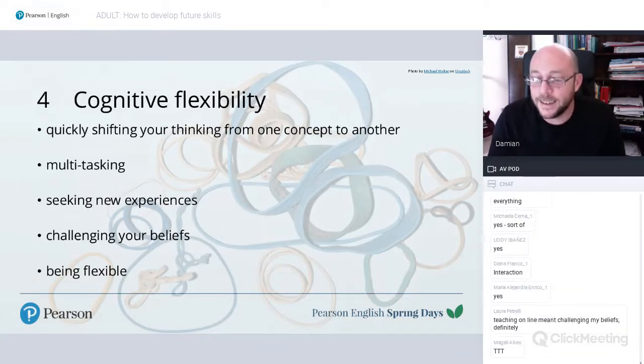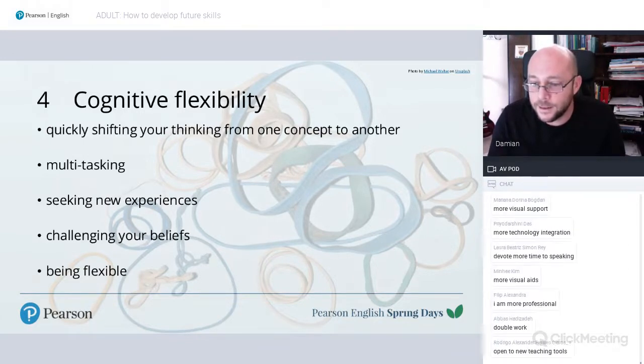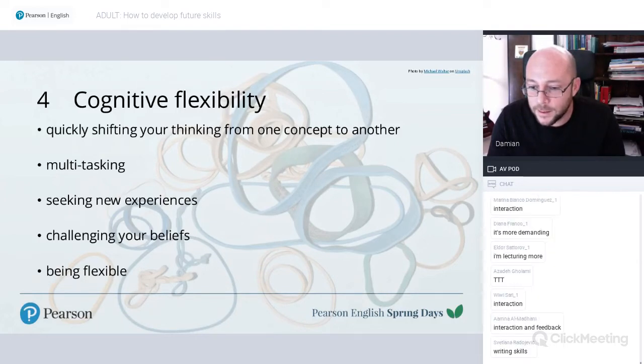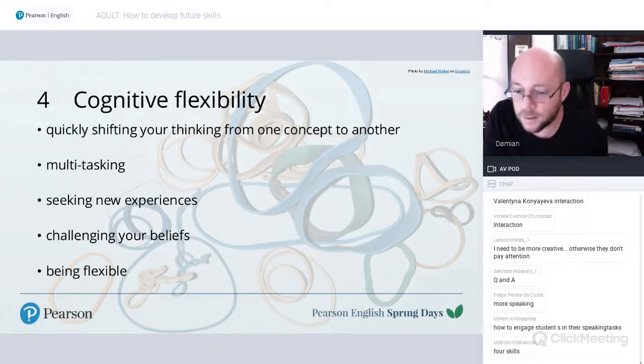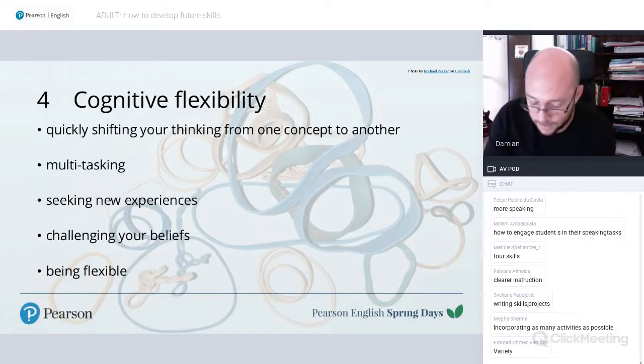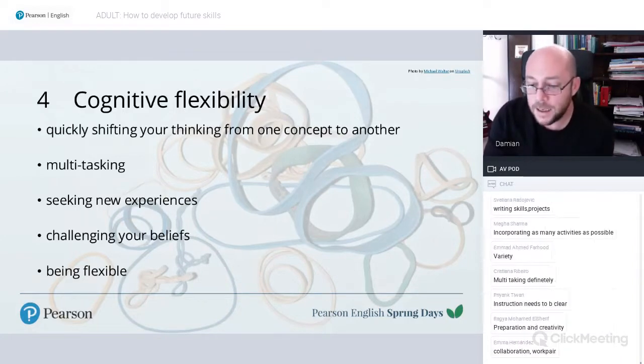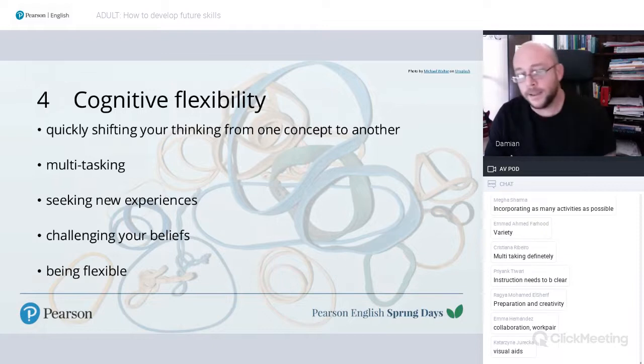Everything. Interaction. More visual support, yeah. Double work, oh, that sounds good. Activities. Lecturing, more attention. Okay, there's lots of excellent ideas there. Fantastic. For me, multitasking definitely.